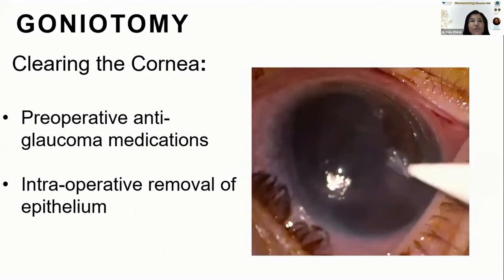If one decides to do goniotomy, it is important to clear the cornea. That can be done preoperatively using anti-glaucoma medications or intraoperatively by removal of epithelium in case of epithelial edema.